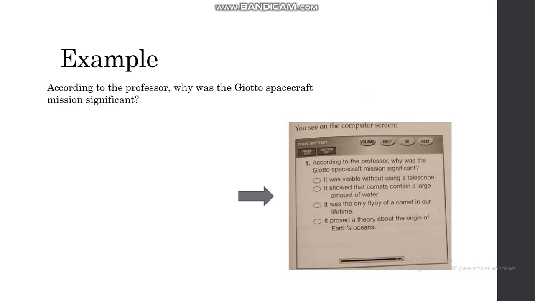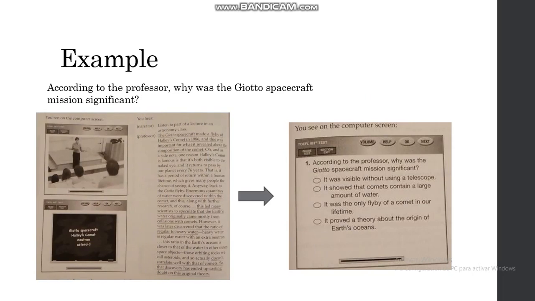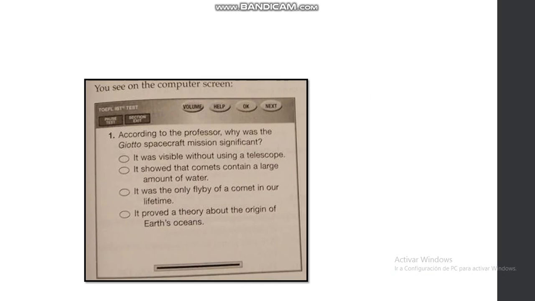So here we have the example. According to the professor, why was the Kyoto spacecraft mission significant? So we don't need to find the general idea, we need to focus on the detail that was given in the passage. So we have the possible answers and we have to choose letter B. It shows that comets contain a large amount of water. It's giving the detail of why the mission was significant.